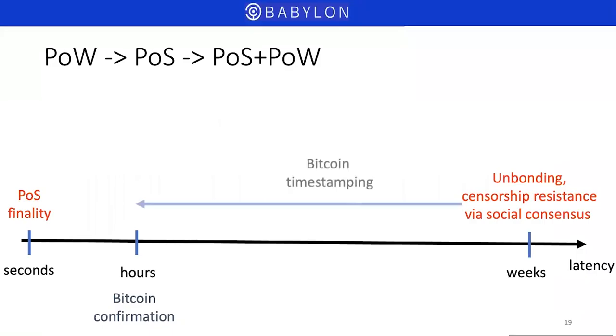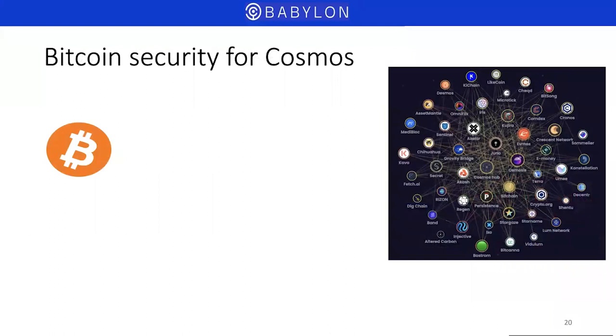Okay. All right. So we decide to build this thing for Cosmos. We have Bitcoin on the one side and Cosmos, all these many, many proof of stake chains on the right hand side. One way of building this is to have each one of these chains timestamping onto Bitcoin. Obviously, it's not a very scalable solution because of two reasons.